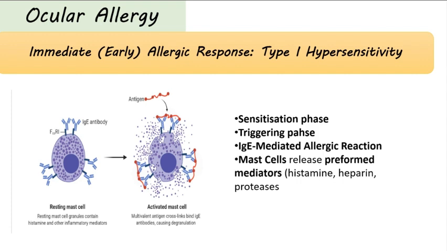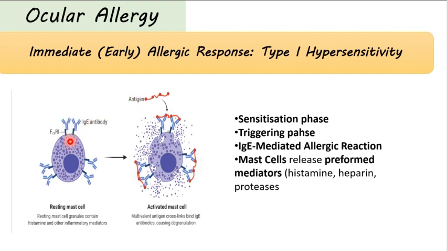The initial exposure to an allergen stimulates the B cells to produce IgE antibodies, which are specific to that allergen. Later on, those IgE antibodies, which are freely floating and produced by the B cells, will come and bind to the mast cells.